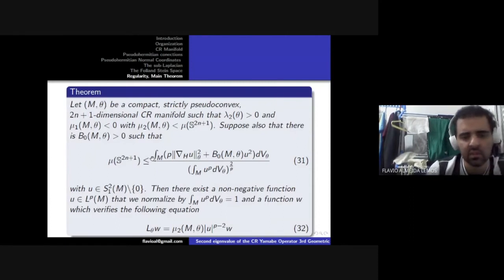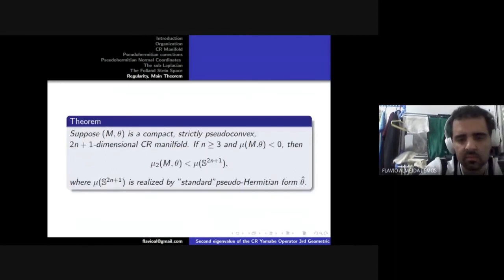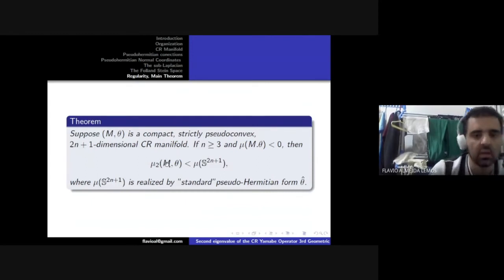All right. Then, given this condition, there exists a non-negative function U in L^p that we normalize, and a function W which verifies the following equation. We prove this inequality. We have an estimate for the second CR Yamabe invariant. All right.